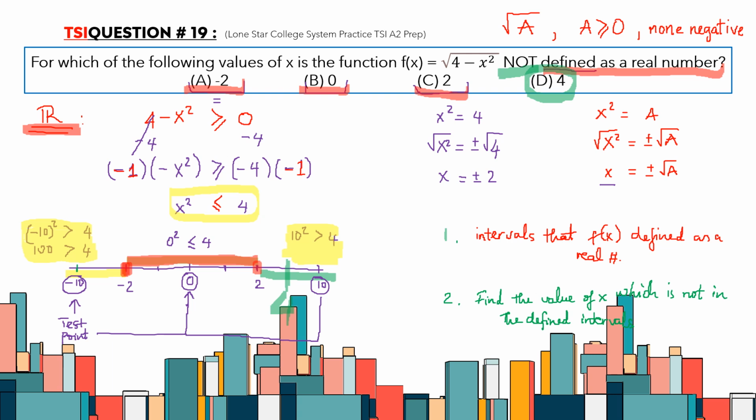So the defined interval in this case is in red. It includes negative 2 because 2 and negative 2 make x squared equal 4, so 4 minus x squared equals 0. So x equals negative 2 or 2 makes x squared equal 4, and because it equals 4, 2 and negative 2 are included in the defined interval.